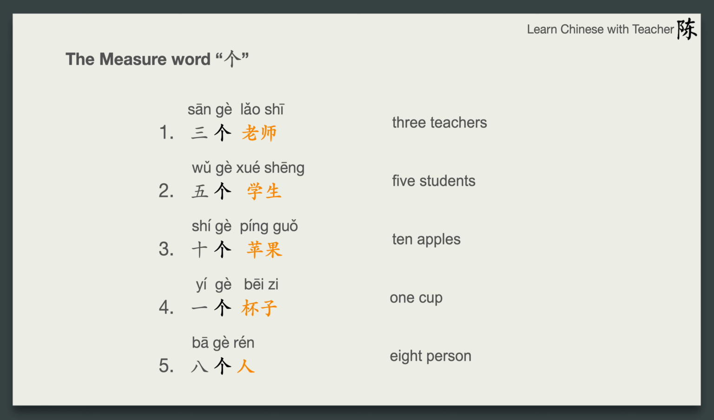Another point I would like to mention here is that Chinese nouns don't have a plural form. You can see here, all these nouns in Chinese are themselves. No matter it is 1 or 3, 5, 8, 10, etc., the noun does not change. Let's take the first one as an example. In English, we say 1 teacher, 3 teachers, but in Chinese, it is 1个老师, 3个老师. Okay, that's all about measure words.